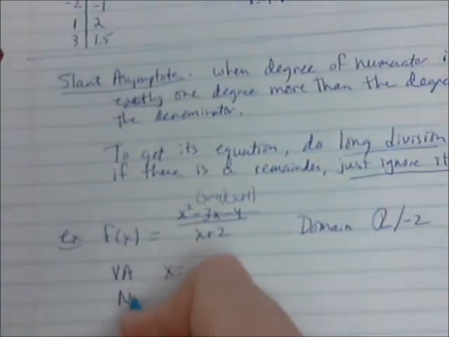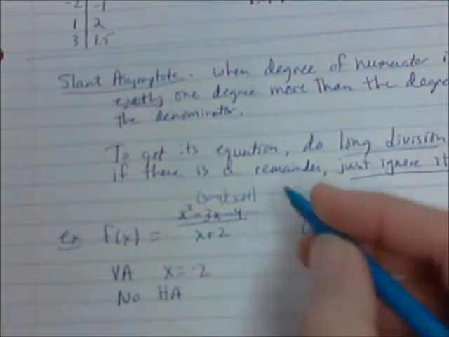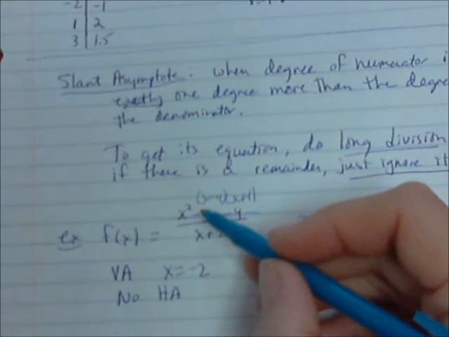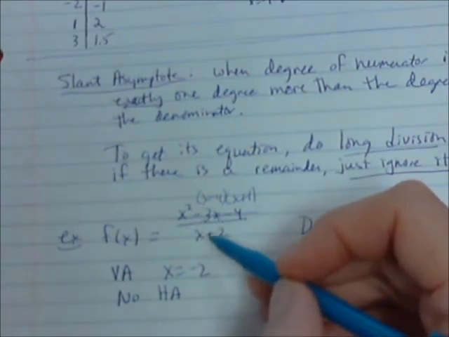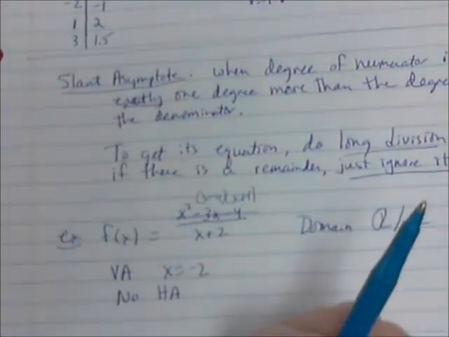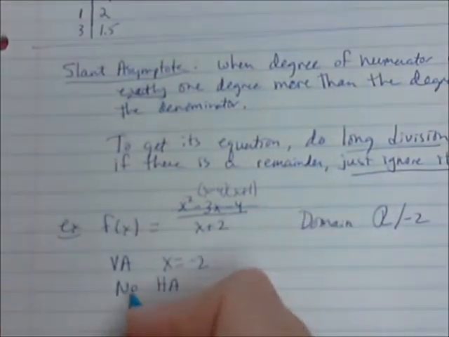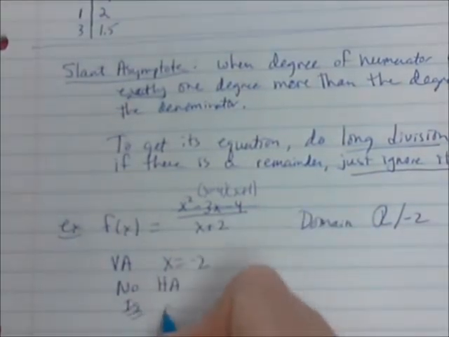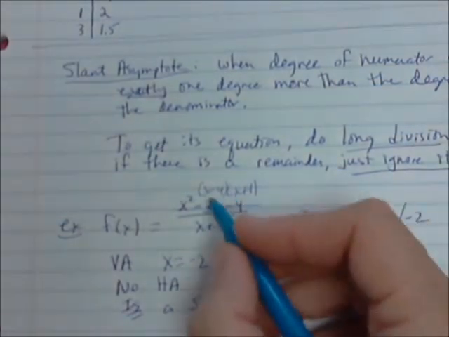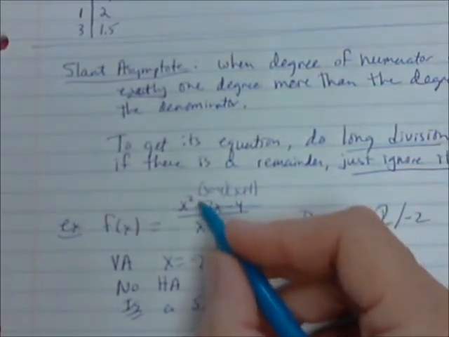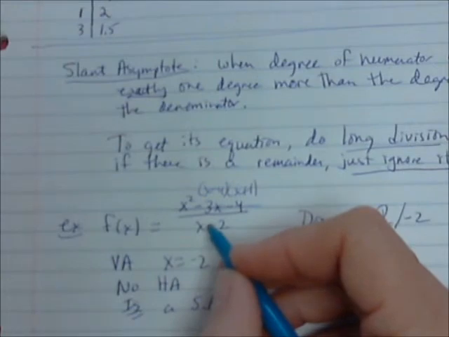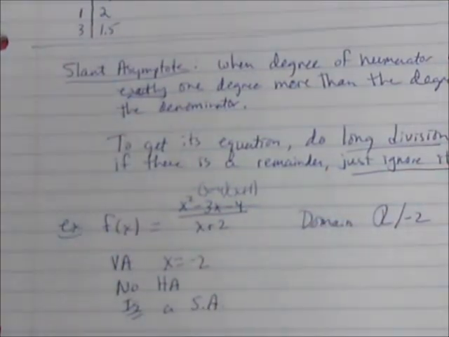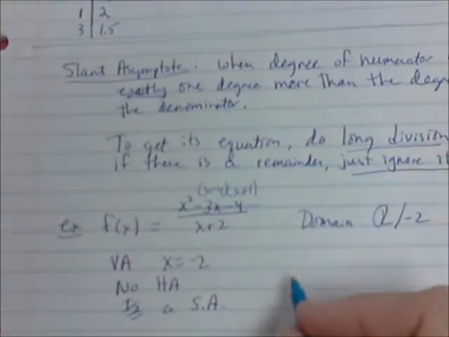There is no horizontal asymptote because if the degree of the numerator is greater than the degree of the denominator, then there is no HA. But there is a slant asymptote, I'll call it an SA for slant asymptote, because the degree of the numerator is 2, the degree of the denominator is 1. So now we're going to get the equation of the slant asymptote.